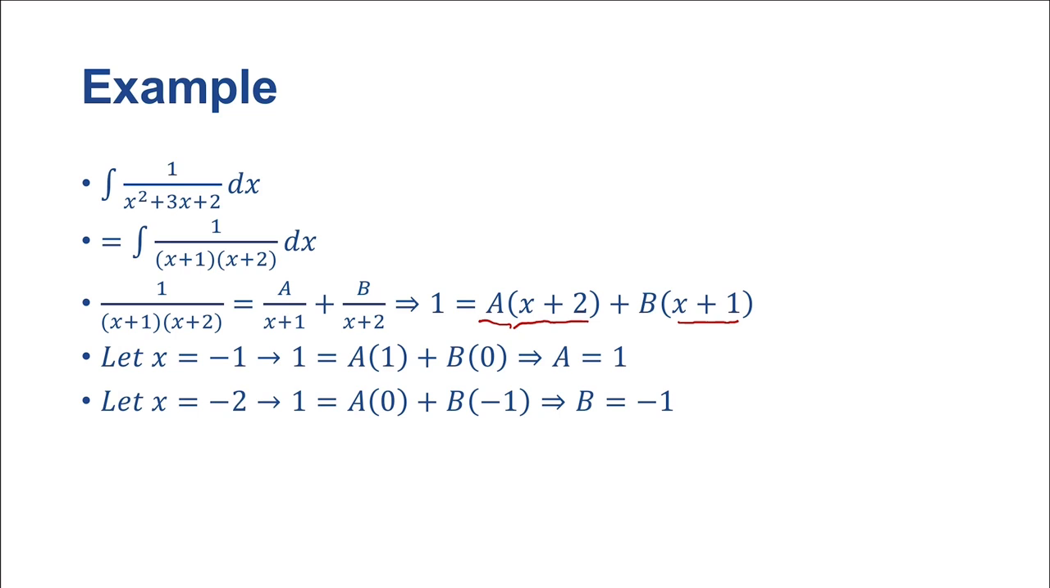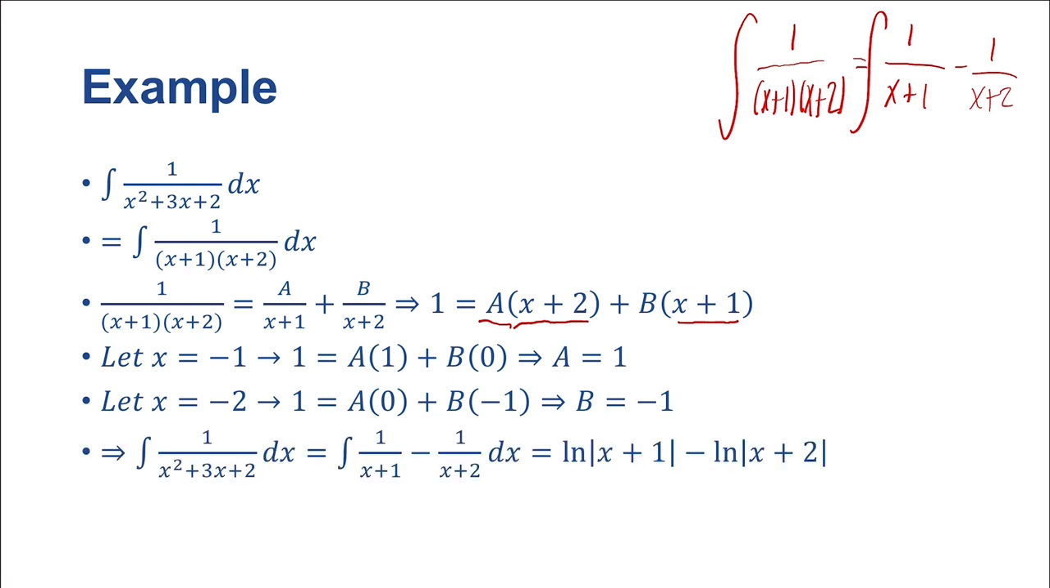Now we have done our partial fractions decomposition. We've determined that 1 over x plus 1 times x plus 2 is equal to 1 over x plus 1 minus 1 over x plus 2. Now when we integrate both sides, it's going to be a lot easier. The integral of 1 over x squared plus 3x plus 2 dx is equal to the integral of 1 over x plus 1 minus 1 over x plus 2 dx. I would hope we can all do these integrals because they are very easy. These are just ln integrals, so we get the natural logarithm of the absolute value of x plus 1 minus the natural logarithm of the absolute value of x plus 2.